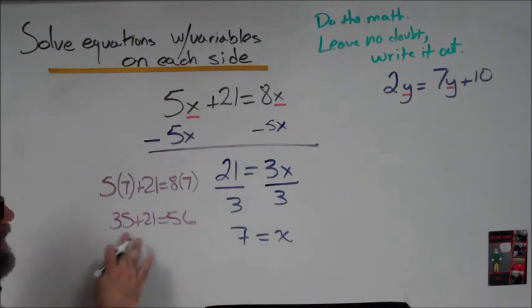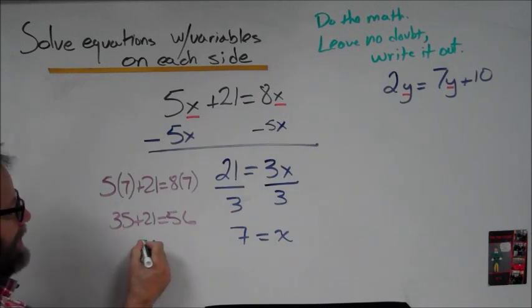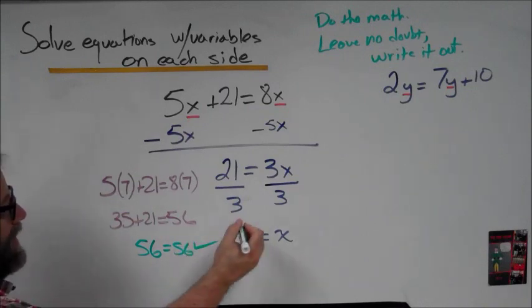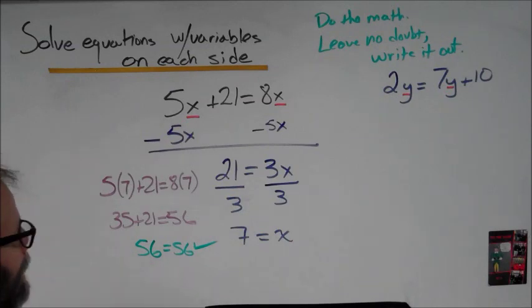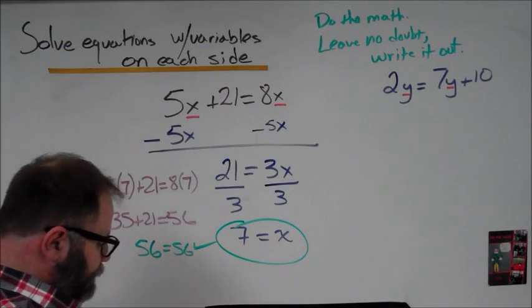So 35 plus 21, 5 plus 1 is 6. 30 plus 20 is the 50. 56 equals 56. My checks have been terrible today. I don't know why I can't make a check mark to save my life. So that checks. X does equal 7.